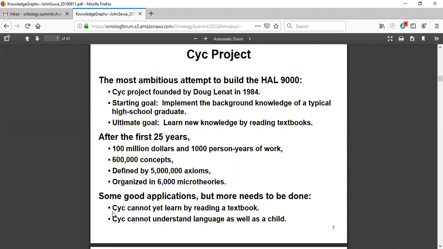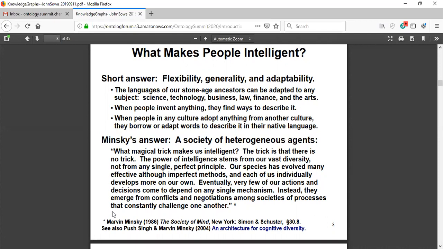Now, the question is, what makes people intelligent? That's slide eight. And the short answer is flexibility, generality, and adaptability. And the point is, our languages today are still using the same set of concepts, the same ontology base, of our Stone Age ancestors, the Indo-European languages that include everything from English to Sanskrit, spoken by people whose basic technology was at the level of the Stone Age. They might have had a little bit of gold that they found, but otherwise their technology was about the same as the Native Americans, who were called Indians.